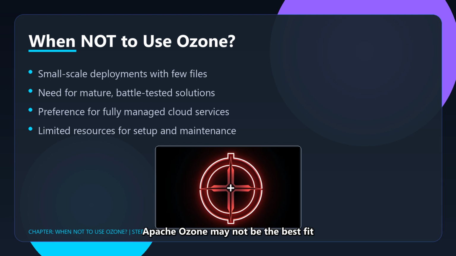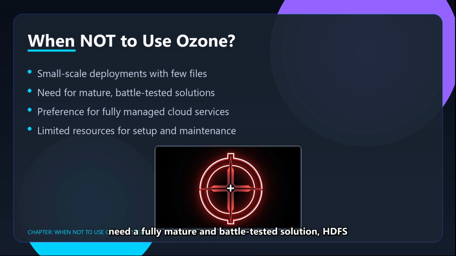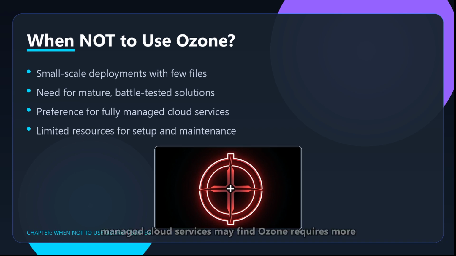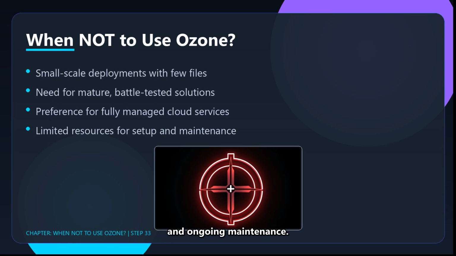Apache Ozone may not be the best fit for small-scale deployments with few files. If you need a fully mature and battle-tested solution, HDFS or S3 might be better. Organizations preferring fully managed cloud services may find Ozone requires more hands-on management. It also demands resources for setup and ongoing maintenance.